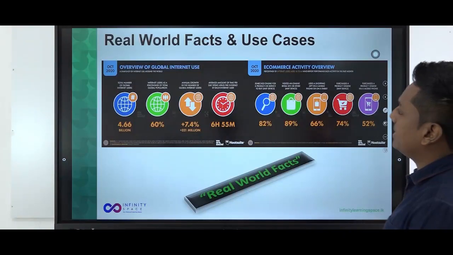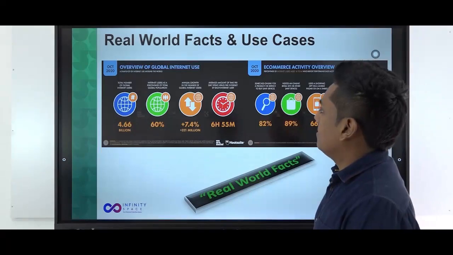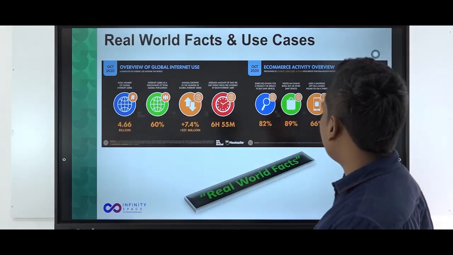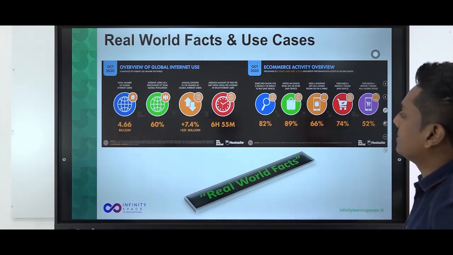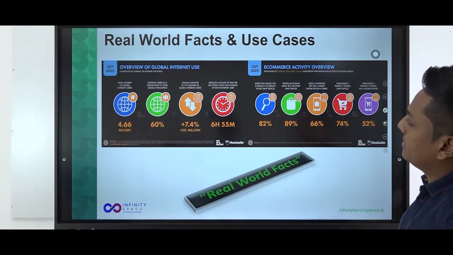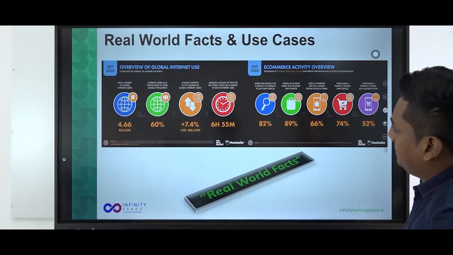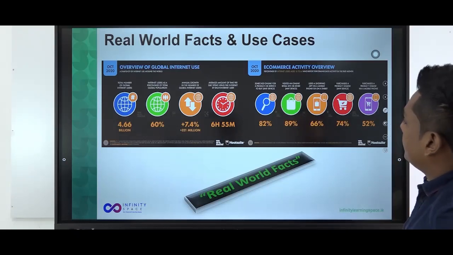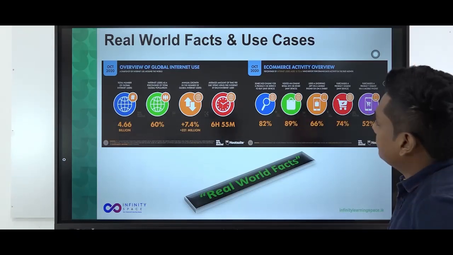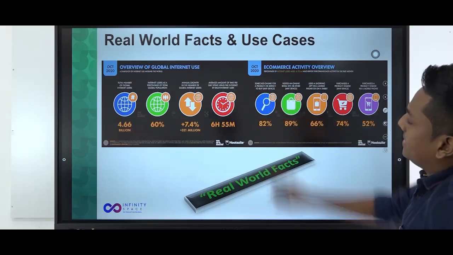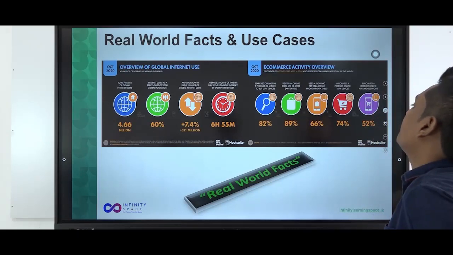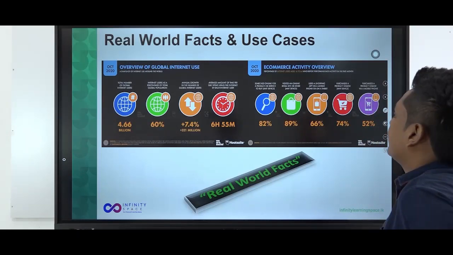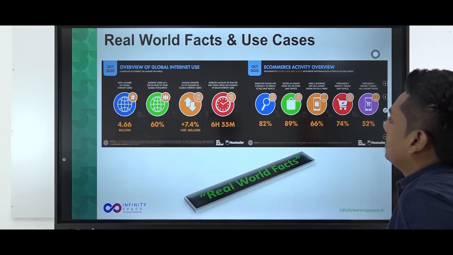And this is very interesting. What do you all think about this? Just have a look at this before I start reading or explaining, and try to understand on your own. The heading says real world facts and use cases. Use cases will be discussed in the next slide, the examples. Here come the real world facts.